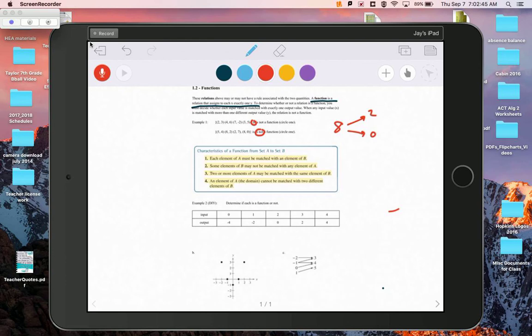So when you're dealing with functions, you want one input, one x value to go to only one y or one output. In the box, you can read some of the characteristics. When they talk about set A or B, they're talking about A is the input, B is the output. So you're going to pause the video, do the example 2, which are the DIYs, and then come back and look at the answers.